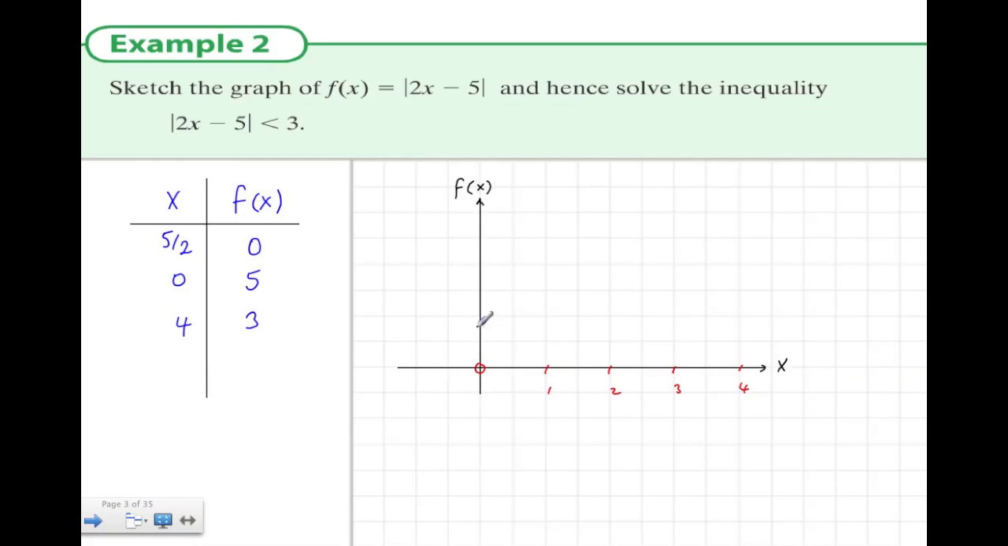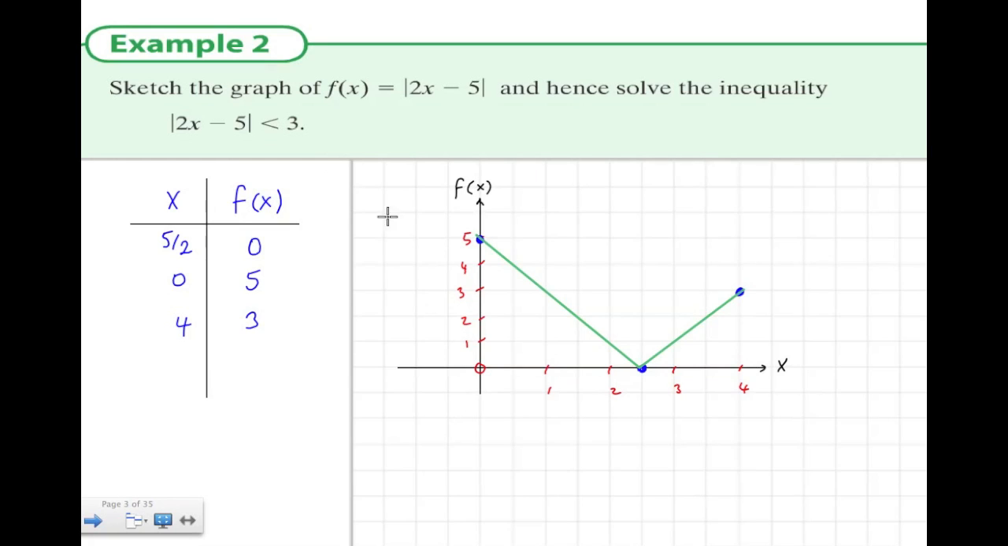Let's just lay out our graph here. And the height we're interested in will be up as far as 5. So the first point we see is 2.5 and 0. We have 0 and 5, and we have 4 and 3. So there's the 3 points. So you just take out your ruler and join these dots. And this V shape is a typical shape of this kind of linear modulus question.